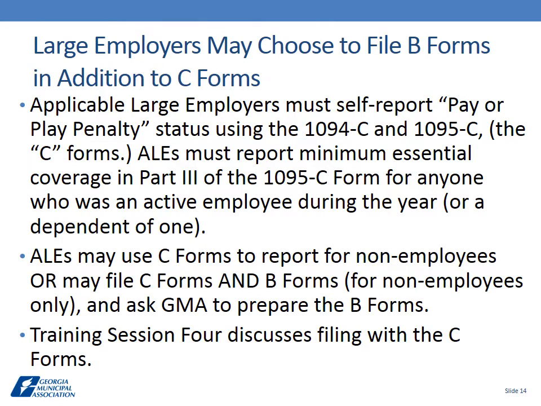These applicable large employers have to self-report pay or play penalty status using the 1094C and 1095C forms. These ALEs must report minimum essential coverage in Part 3 of the 1095C form for anyone who was an active employee during the year or a dependent of one. ALEs may use C forms to report for non-employees, or they may file C forms and B forms, with the B forms only reporting on non-employees. In this situation, the ALE may ask GMA to prepare the B forms. Training Session 4 discusses filing with the C forms.